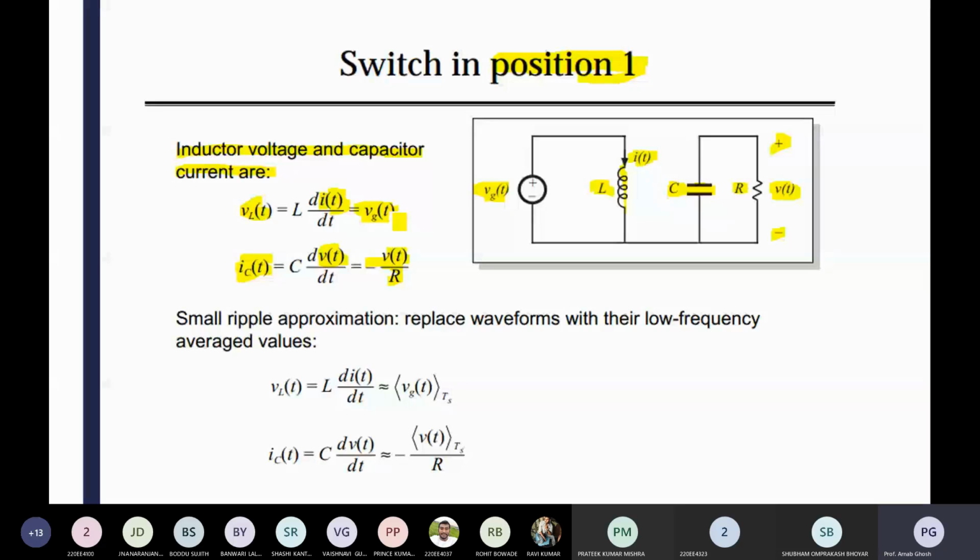So if you see initially, what happened? The slide is not changing, I am not changing the slides, the slide is fixed. So what happened if you see that critically damped condition? Initially some oscillations are there, and due to those oscillations you can see the attractors.